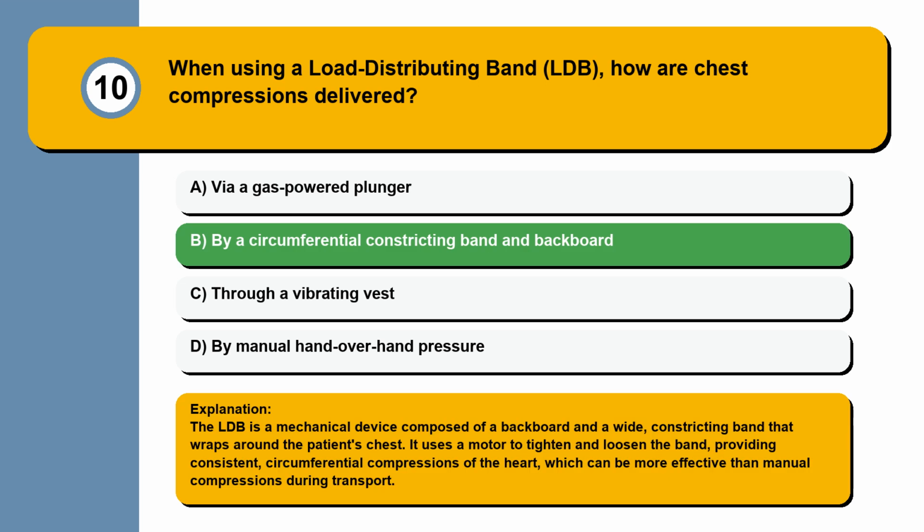The LDB is a mechanical device composed of a backboard and a wide, constricting band that wraps around the patient's chest. It uses a motor to tighten and loosen the band, providing consistent, circumferential compressions of the heart, which can be more effective than manual compressions during transport.